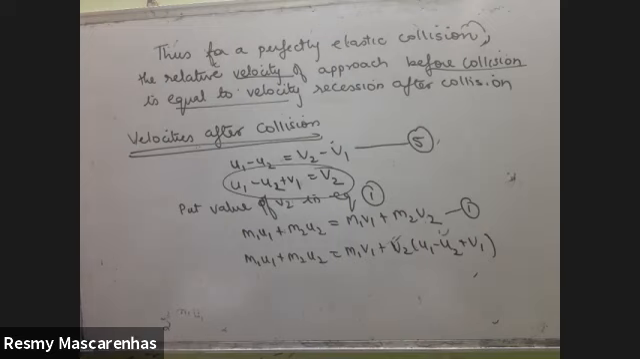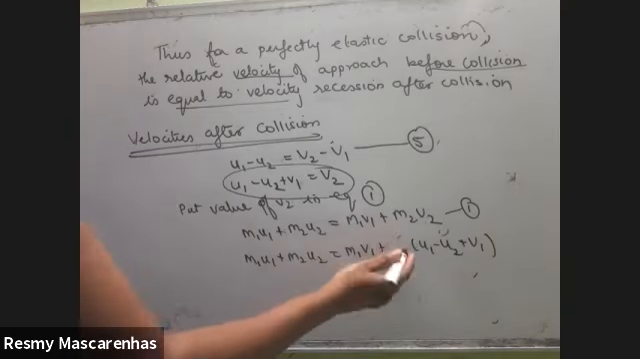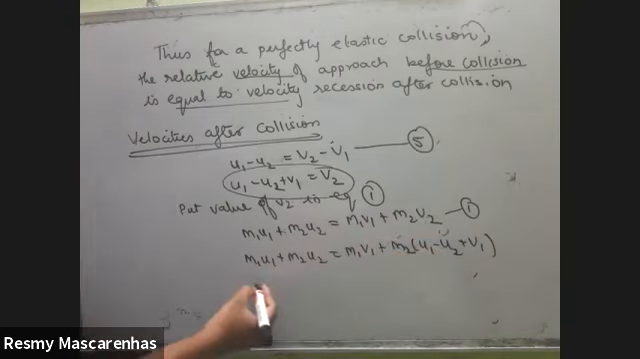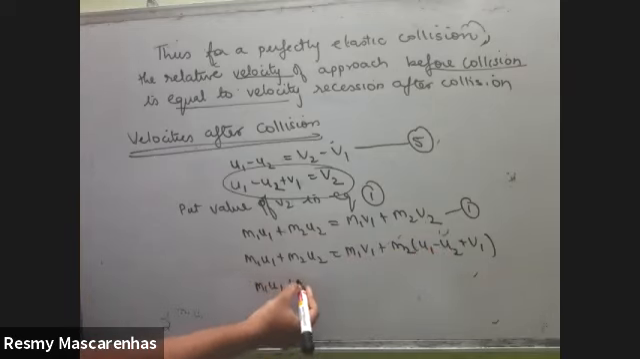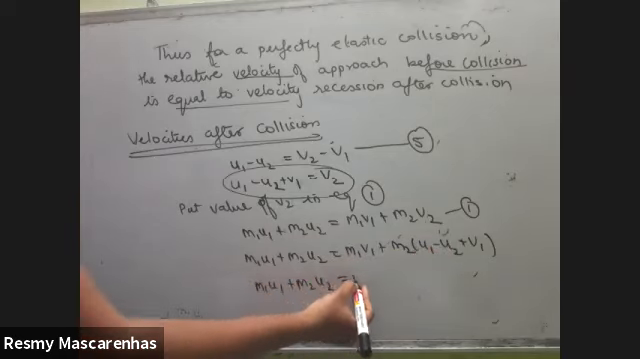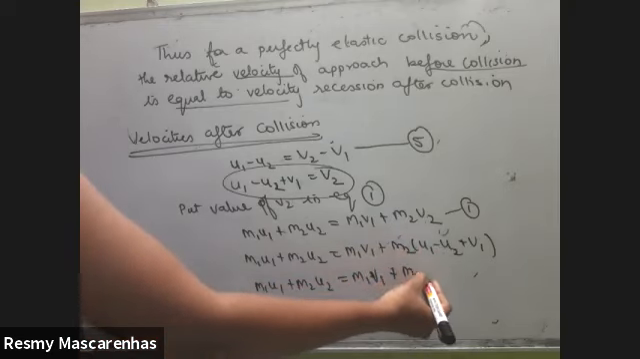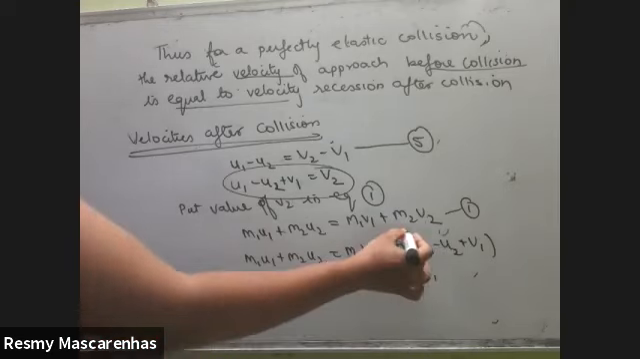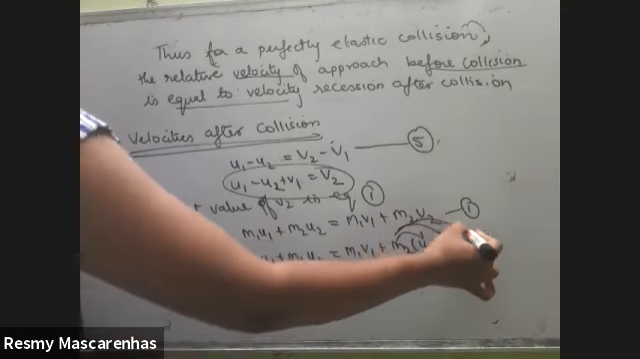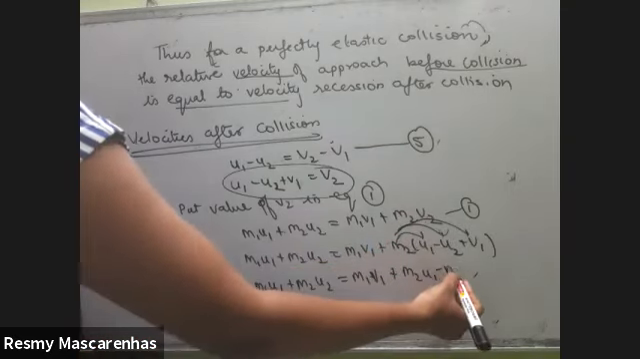U1 minus U2 plus V1. Open up the bracket now. This is m2, no? Now multiply inside. m1 u1 plus m2 u2 equals m1 v1 plus m2 u1. I'm just multiplying m2 to all the terms. Minus m2 u2.